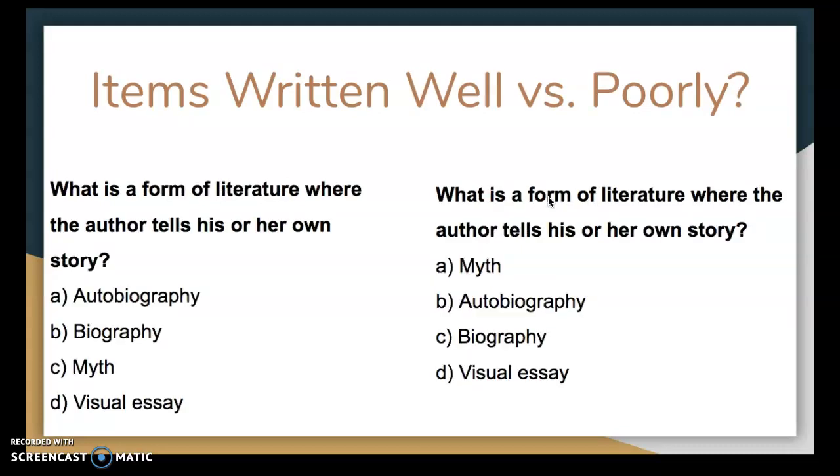Here's another example. Pause the video, figure out which one you like the best. You should have chosen the one on the left. The answer options are in alphabetical order. This gives every test item the same flow, and you don't have to worry about which letter you've chosen to put your answers in, because it'll always be random.